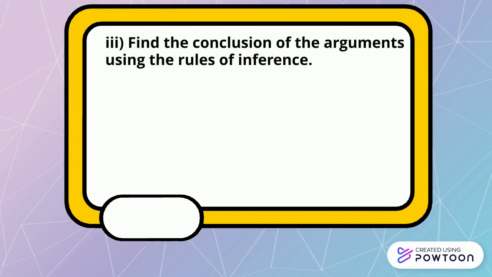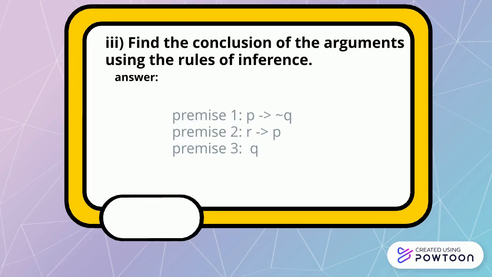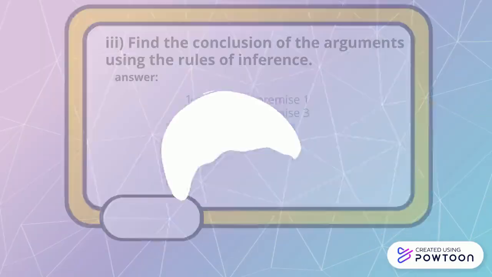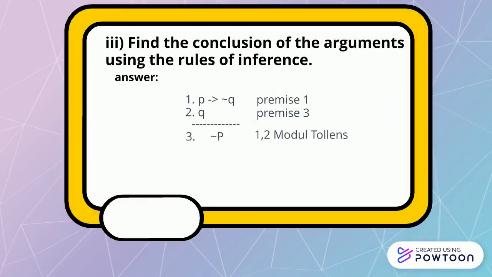The third question is, find the conclusion of the arguments using the rules of inference. So first, we start with the first premise, P implies negation Q, and the third premise, which is Q. And then I'm going to use modus tollens. So the conclusion for P implies negation Q, and Q is negation P.